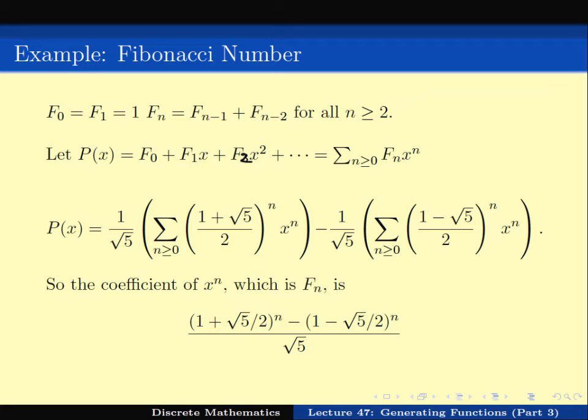Again, the idea is to write the generating function, then use the recurrence relations to write the generating function as a function of x, and then write down the Taylor series expansion of that using some tricks, and then by looking at the coefficient of x to the power n, we have the number f_n.